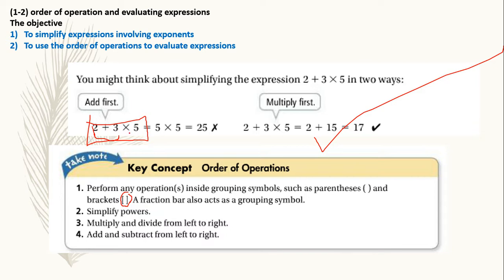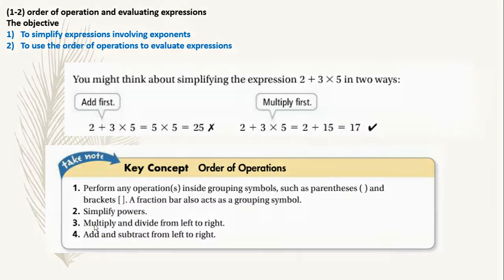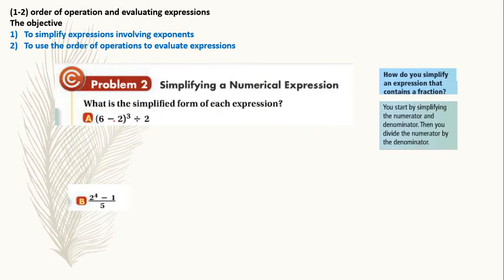You must do the multiplication first because multiplication is coming first, then addition or subtraction. So follow your expression from left hand to right hand and use the order of operations. Let's start working on this one. First thing first, we must do what we have inside the parentheses.